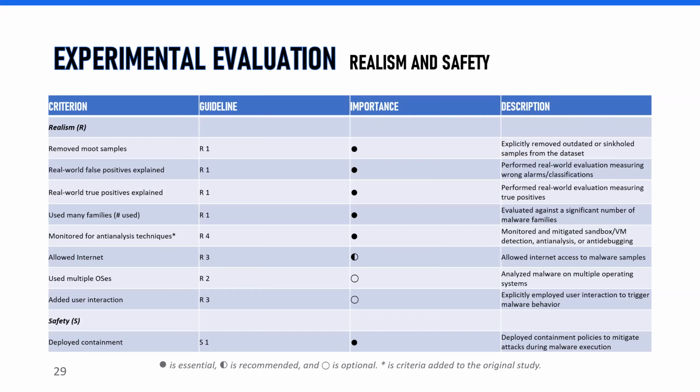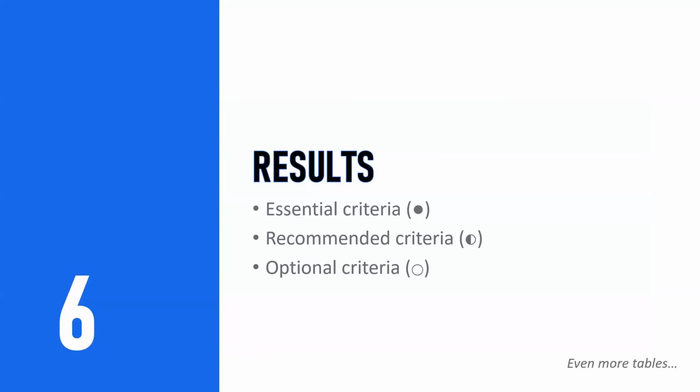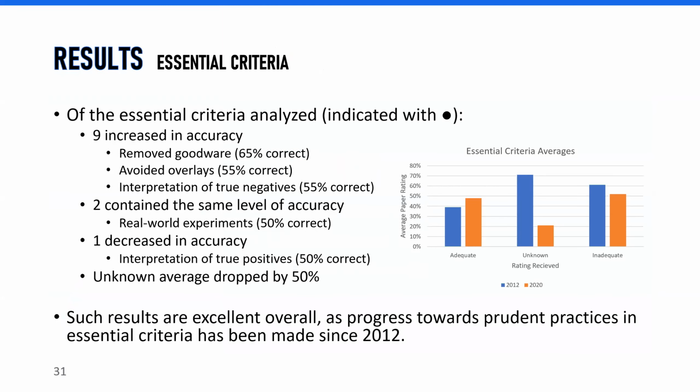So now we can actually discuss the results. Of the essential criteria analyzed, so those were indicated with the filled circle, 9 of them increased in accuracy and 1 of them decreased. So these results are generally, as you can see on the table at the right, where it talks about the average paper rating per each rating that was received.